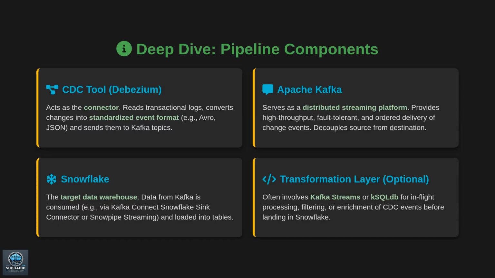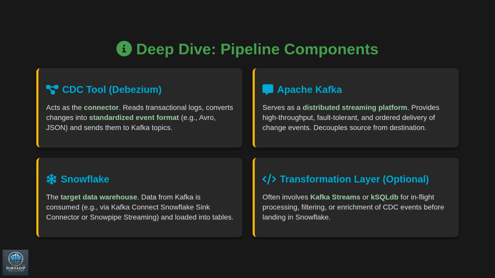Let's break down each component of our pipeline. The CDC tool, like Debezium, acts as the connector. It reads transactional logs, converts changes into a standardized event format such as Avro or JSON, and sends them to Kafka topics. Apache Kafka serves as the distributed streaming platform. It provides high-throughput, fault-tolerant, and ordered delivery of these change events, effectively decoupling the source from the destination.